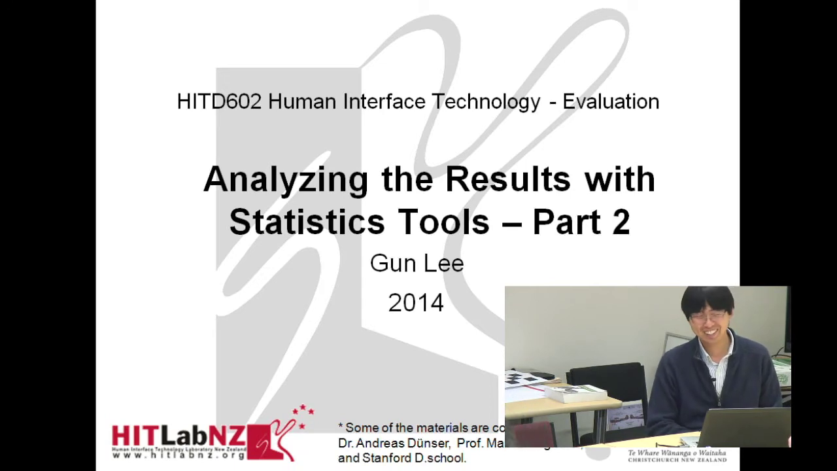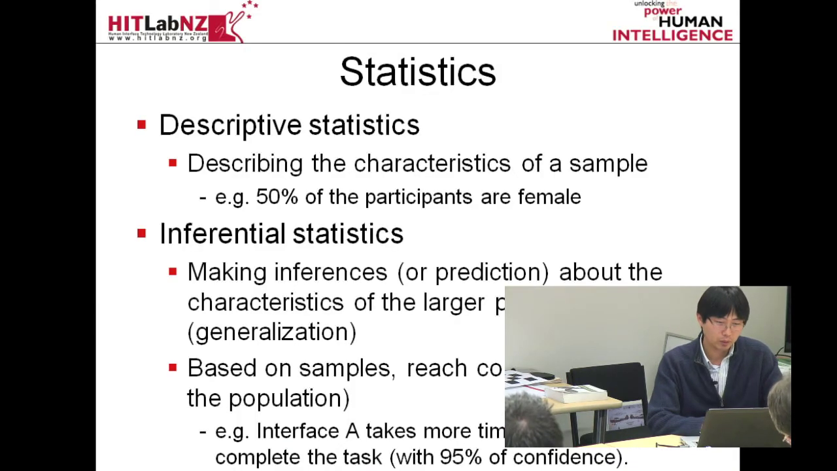So today we're going to talk more about the statistics tools, especially focusing on inferential statistics, which is mostly used for analyzing experimental results so that you can make conclusions and say interface A is better than B and so forth. So if you wind back a little bit, it was actually 2 lectures before when we did descriptive statistics, although it might have been almost 5 weeks ago.